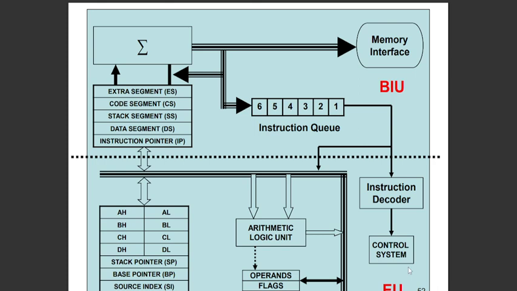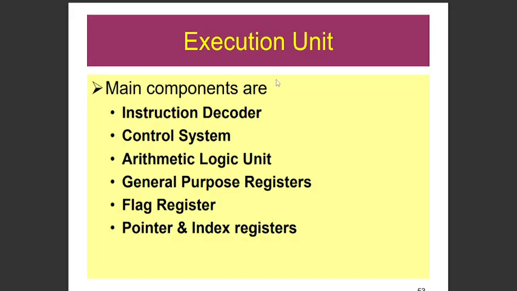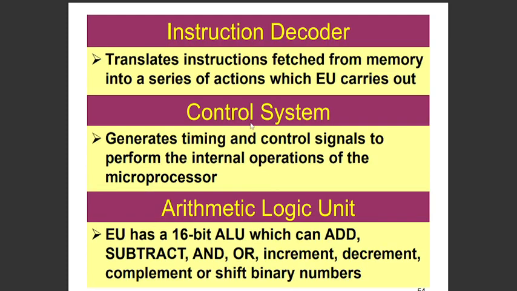Now we will discuss the EU. EU is the execution unit. All the instructions are executed inside the execution unit. It is the main component which is responsible for processing in any processor. The execution unit consists of main components like instruction decoder, control system, arithmetic logical unit, general purpose registers, flag register, pointer and index registers. The instruction decoder translates instructions fetched from memory into a series of actions which the EU carries out.